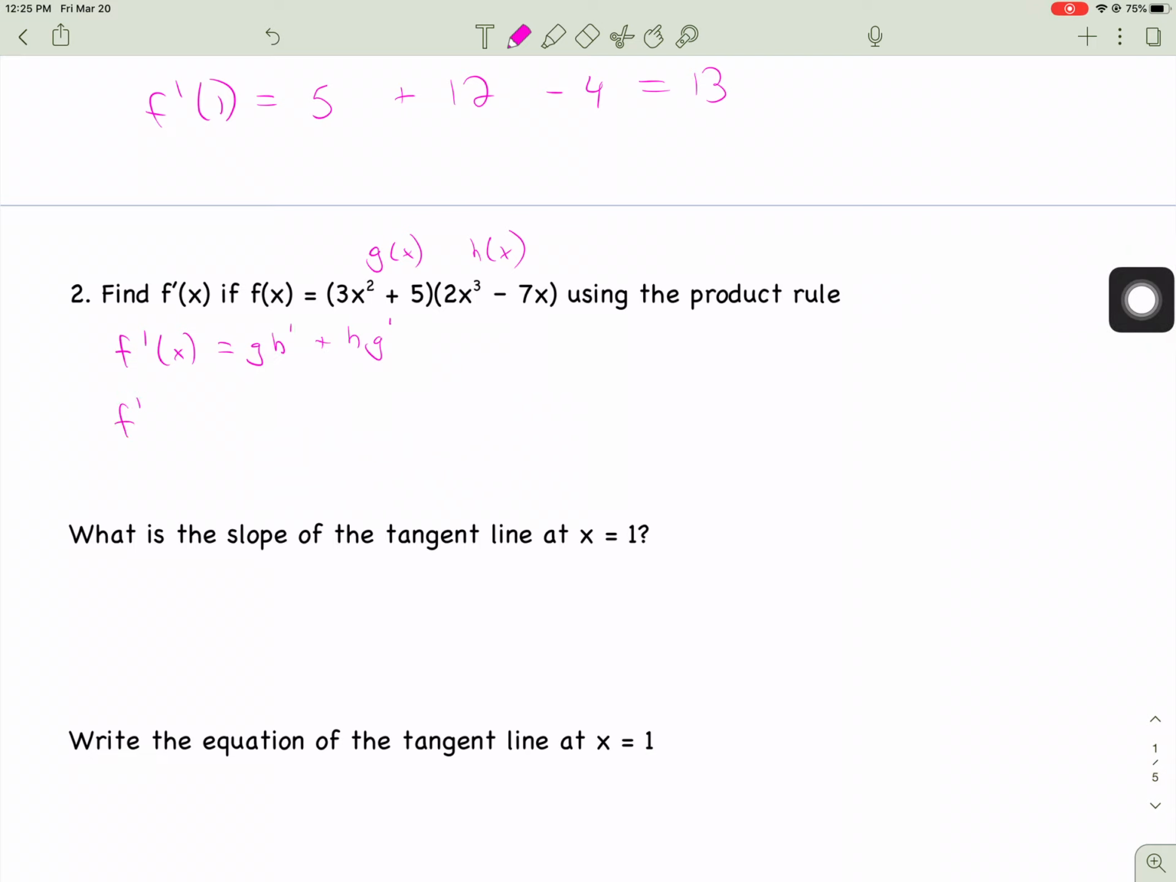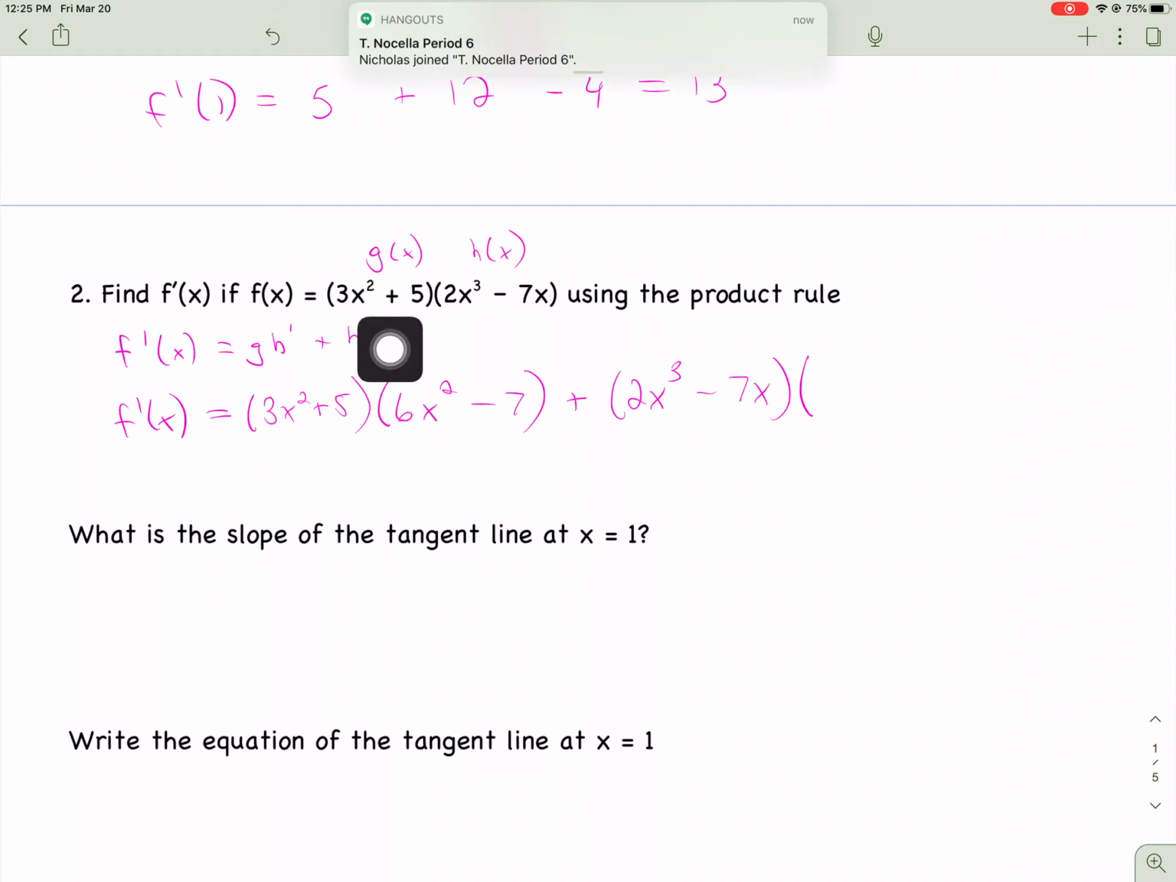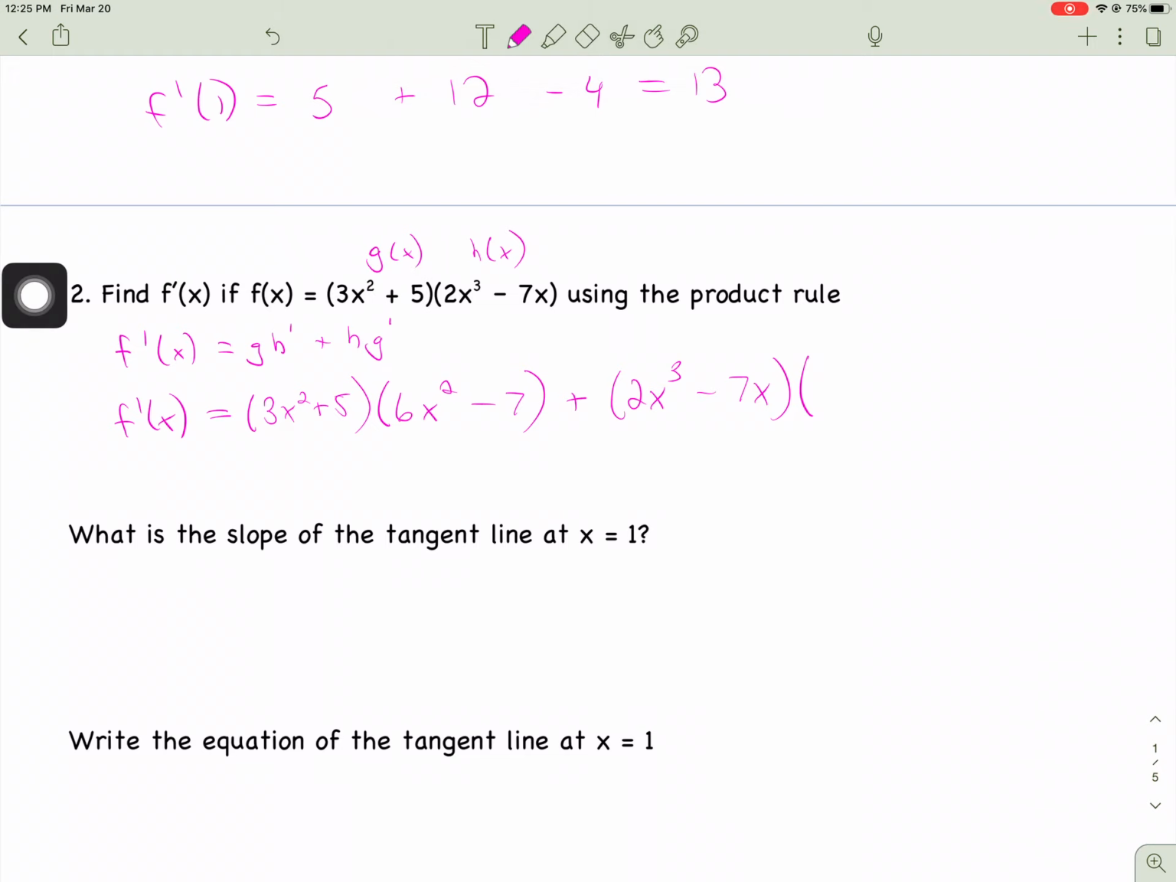So, f prime of x, let's see. g of x is just 3x squared plus 5. h prime, the derivative of this, 6x squared minus 7. Plus h times g prime. What's the derivative of 3x squared plus 5? That's 6x. Now we have to multiply this out.